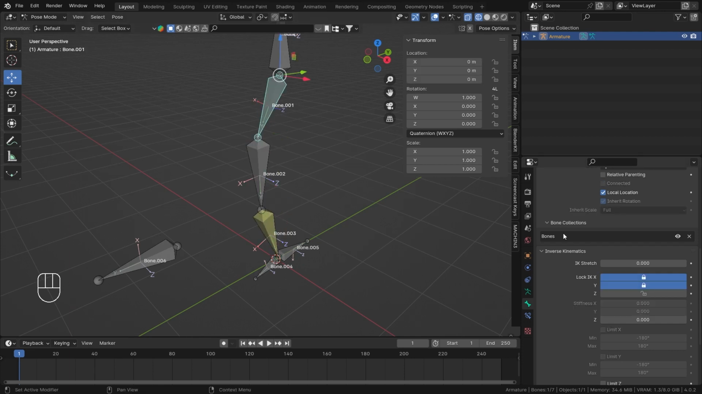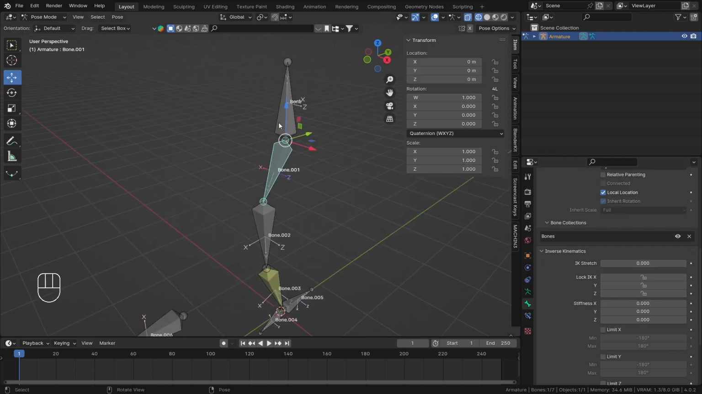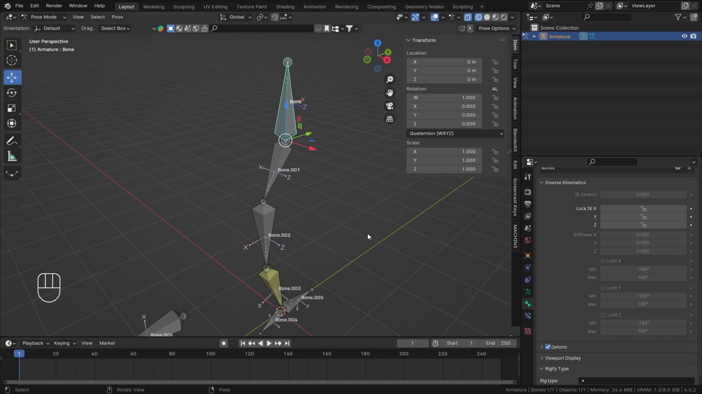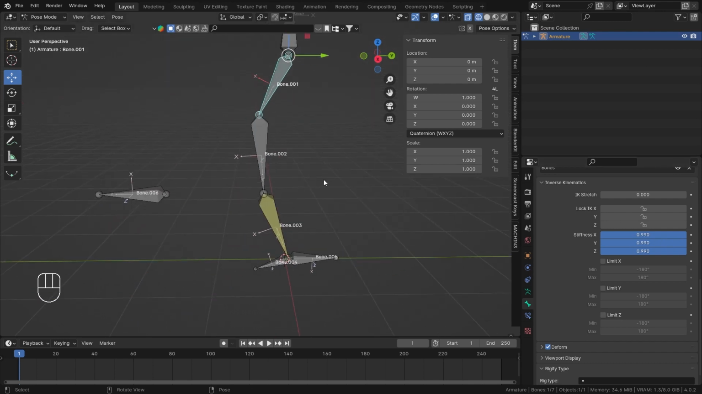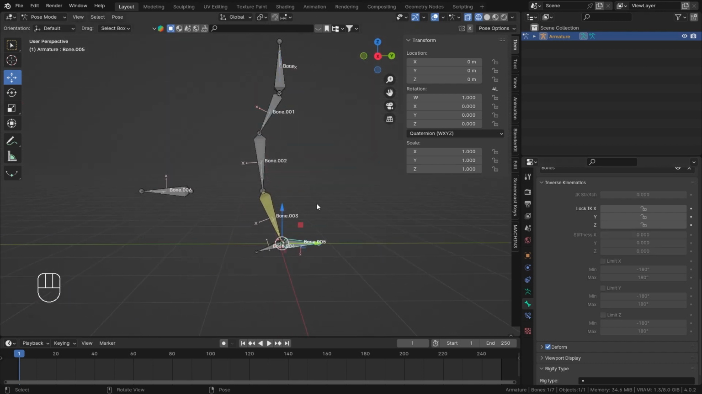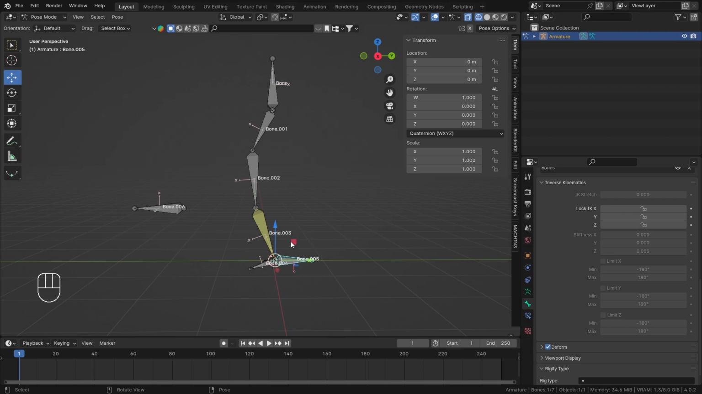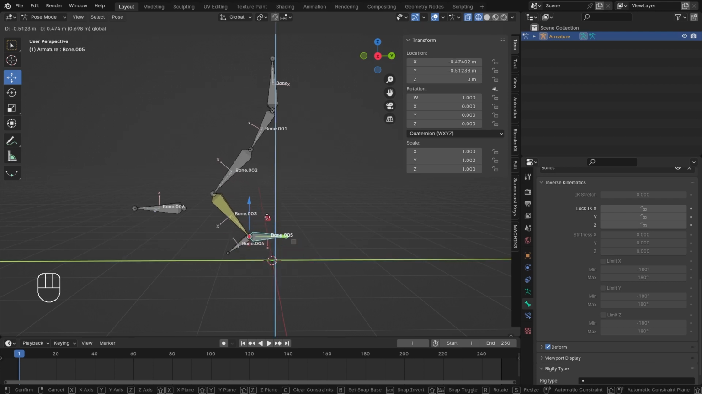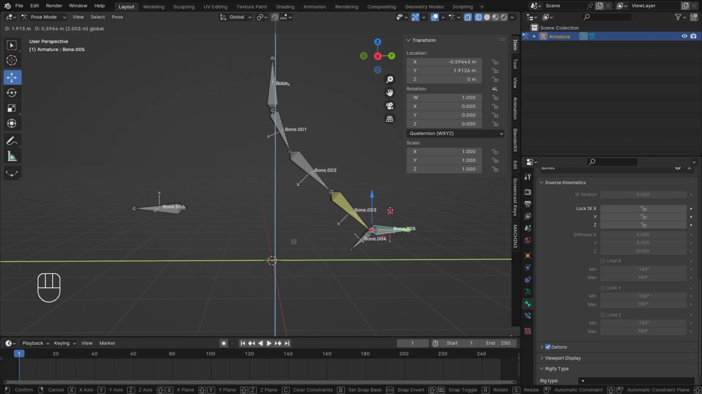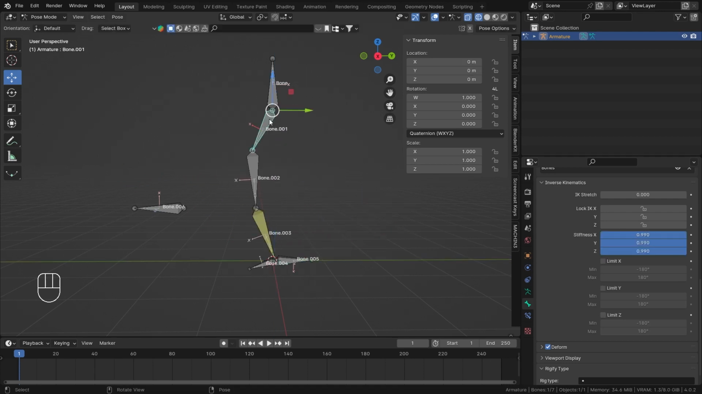Now let me just undo everything. Now the next thing is the stiffness. If I just increase the stiffness to something really higher, but not one, because one stiffness will mean that it is not moving at all. As you can see, when you make a bone stiff, it will try to resist the movement, like that bone will move the least amount.